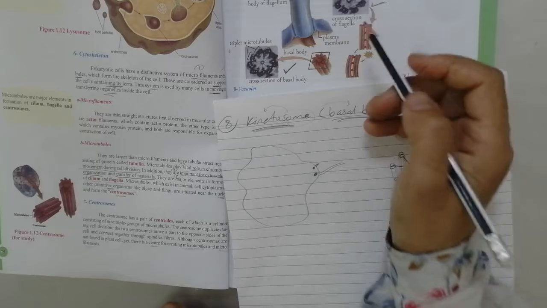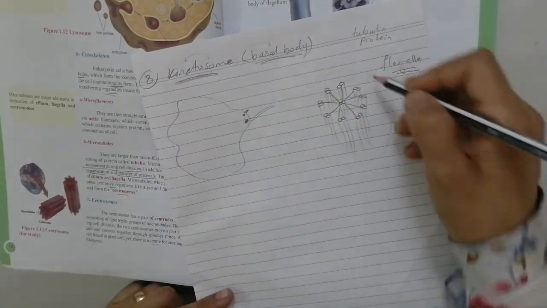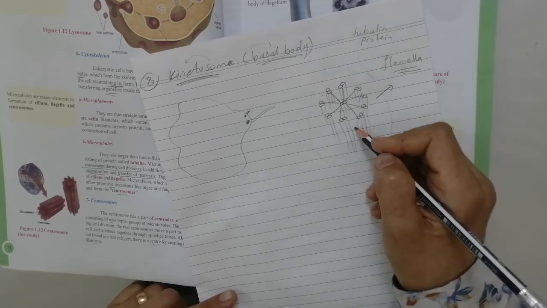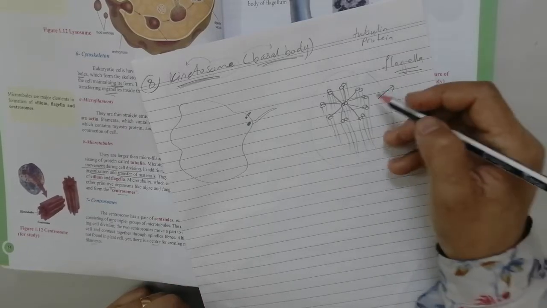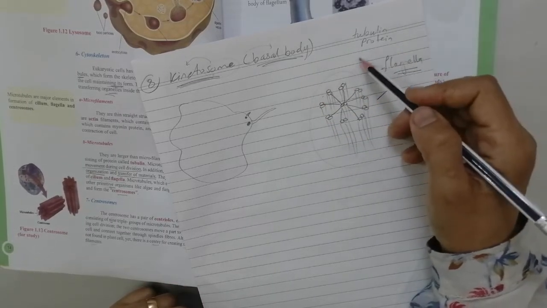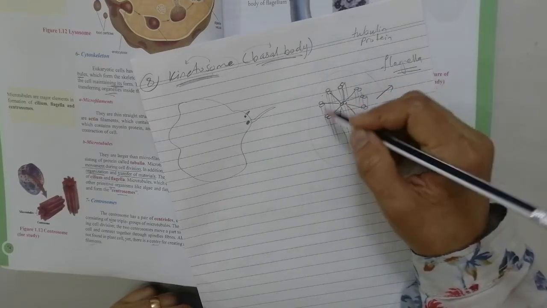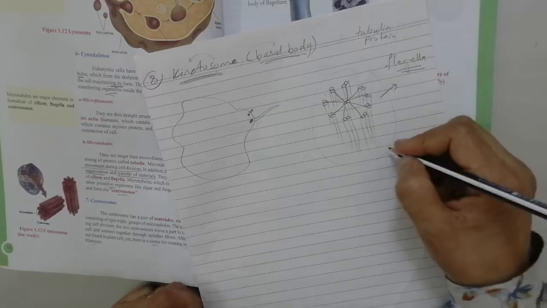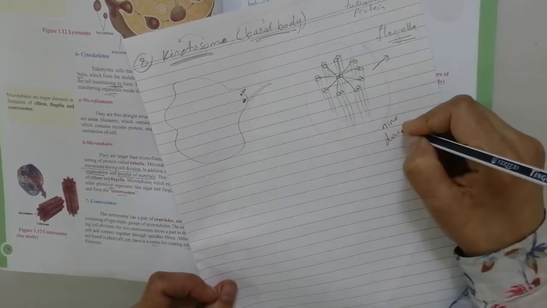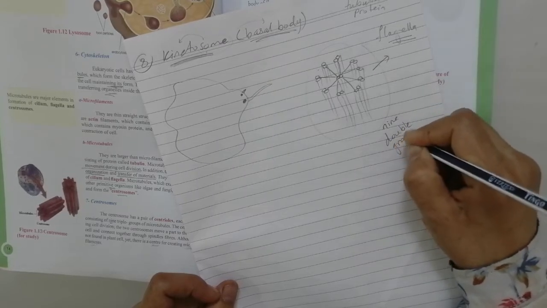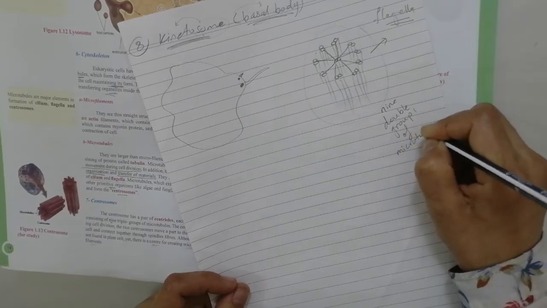So here is a section of the flagella, and the cilia are the same. Flagella and cilia have the same structure. So they are made of tubulin protein, but they are formed of 9 double groups of microtubules.